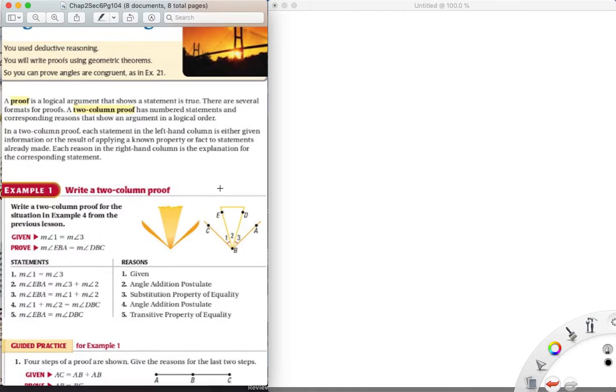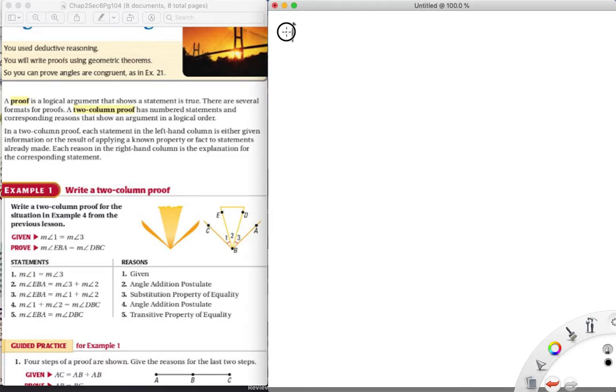It says a proof is a logical statement that shows that a statement is true. There are tons and tons of ways to show a proof: paragraph proofs, even fill-in-the-blank proofs. But the main type of proof we talk about is a two-column proof, which is a proof where there are just two columns.